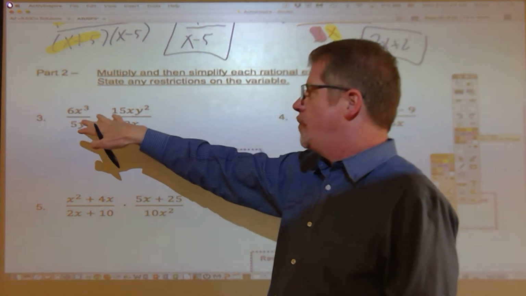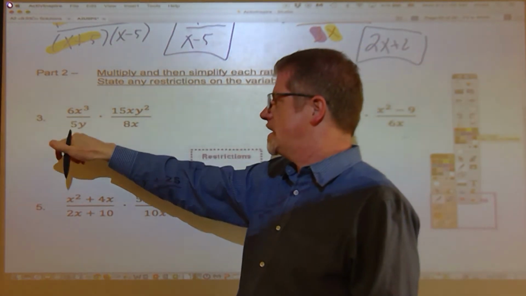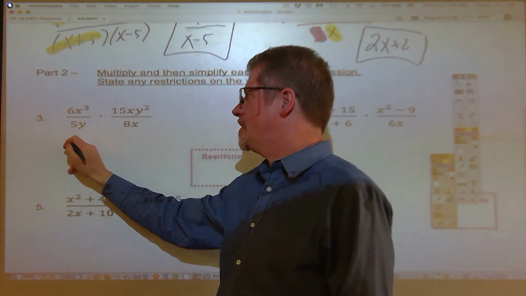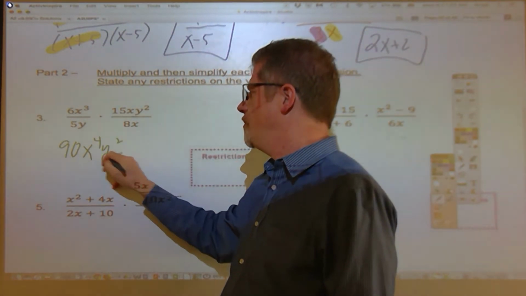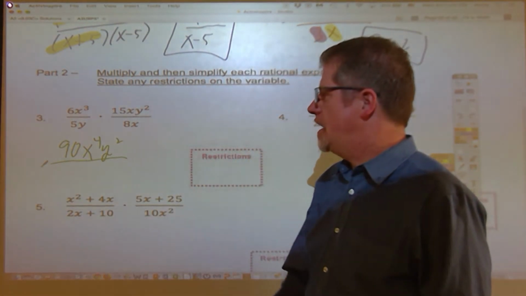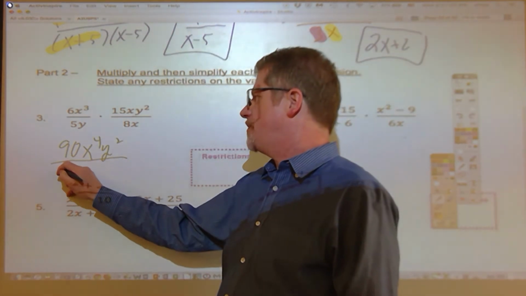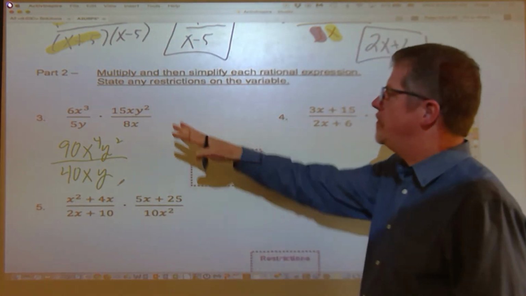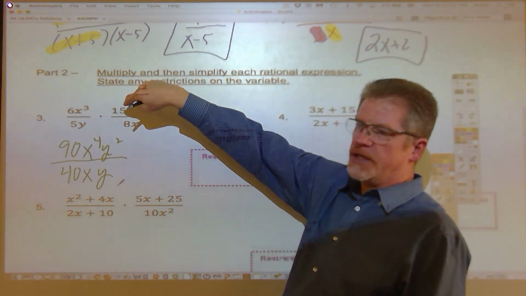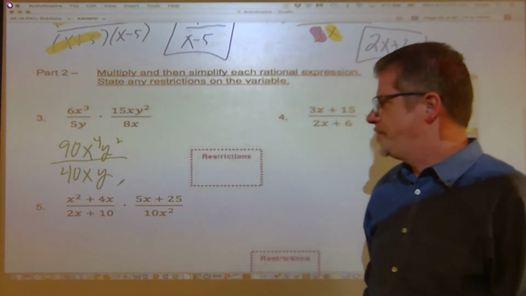When I think of 15 times 6, I'm thinking 60 plus 30 is 90 x to the 4th y squared for the numerator. And I'll bet you the denominator simplifies to 40xy. So that's the first move, is to multiply. Multiply the numerators and the denominators together.